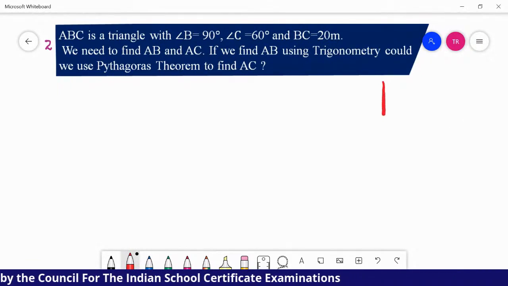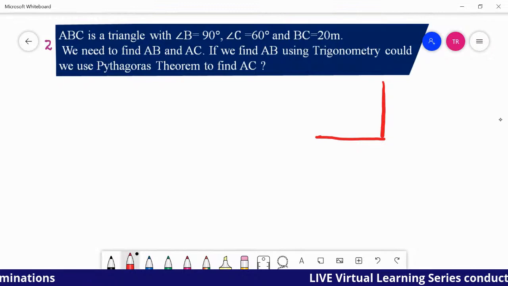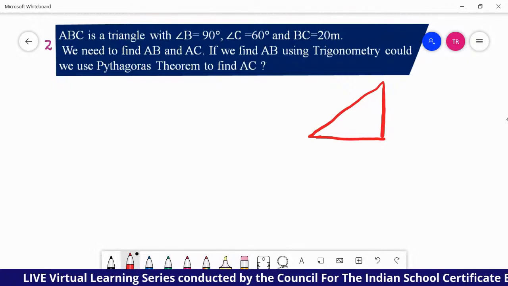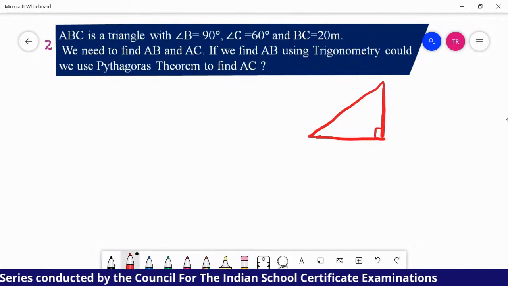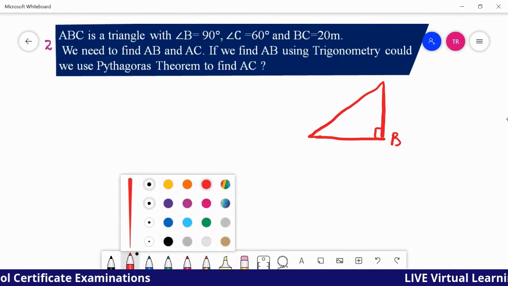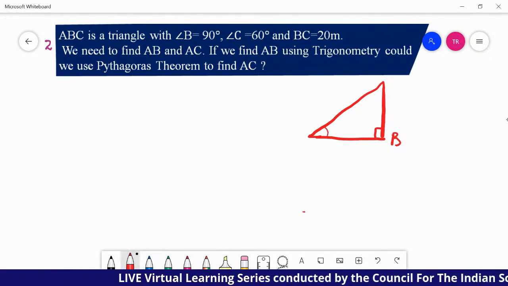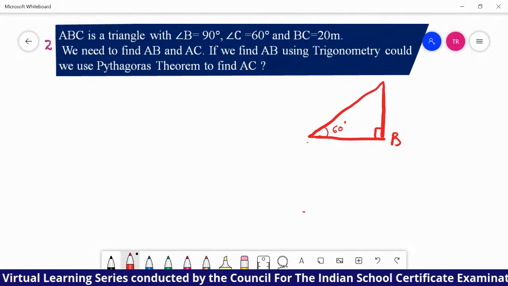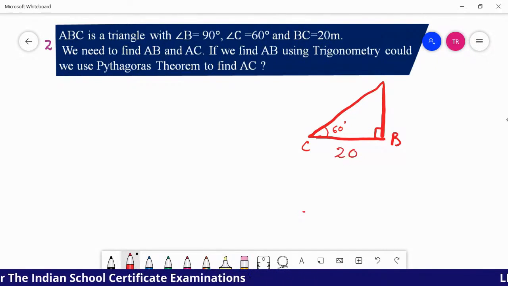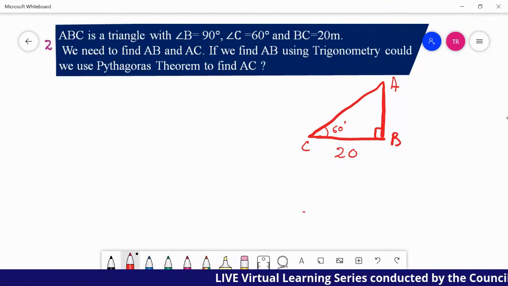Let us see. I'm drawing a right angle triangle. I said we cannot do the sums without drawing the diagram, so it's very important. I'm drawing it nice and bold. Angle B is 90 degrees, so this is B. And angle C is given to be 60 degrees, so this is C. And what else have we got? BC equals 20. We need to find AB and AC of triangle ABC. So what do I get here?